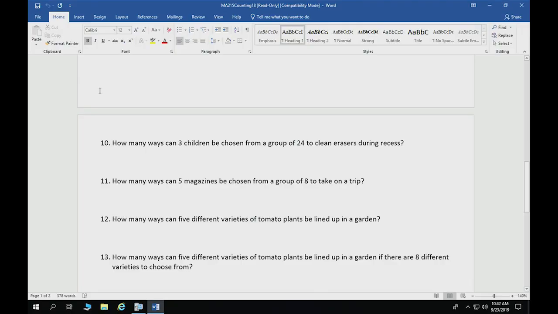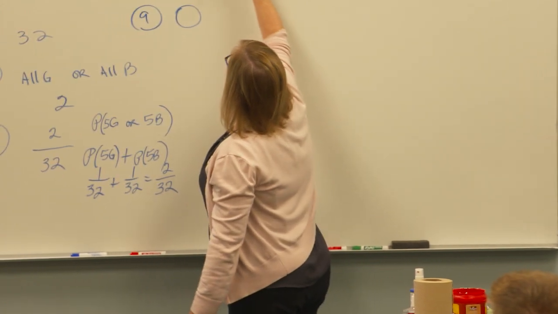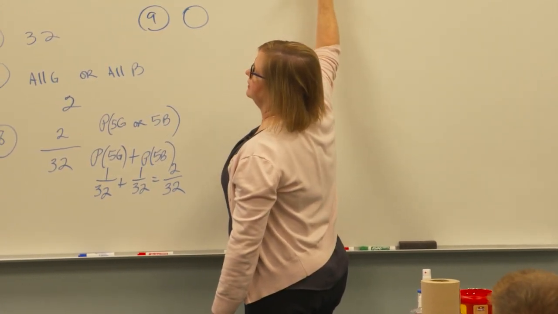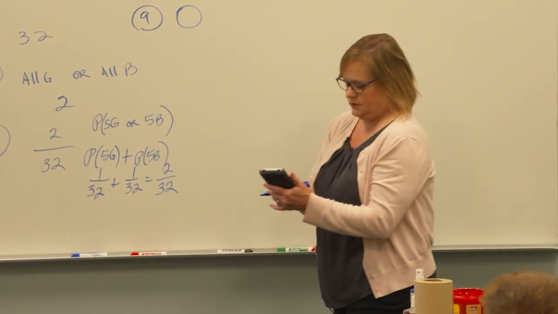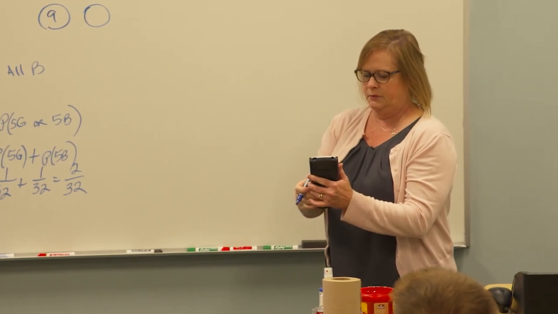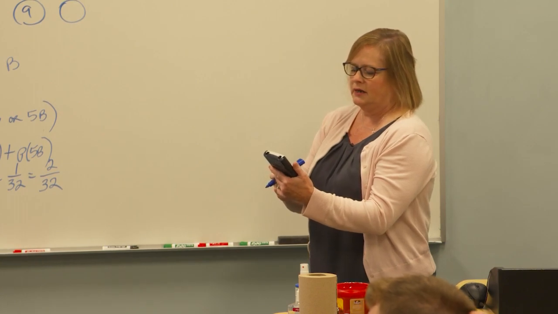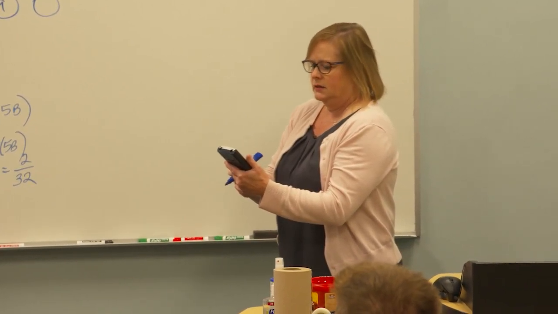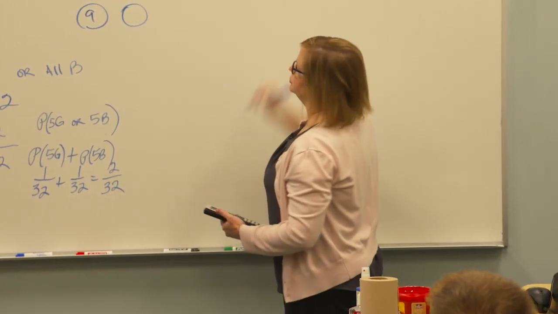All right, how many ways can 3 children be chosen from a group of 24 to clean erasers? So you have to decide from the wording whether order is important or not. What do you think? It's not, yeah. It's just 24, and you're going to pick, how many did I say there? 3? Yeah, so I would do 24, math, probability, pick combination, and then 3. I'm not going to ask you for that formula on a test or anything. You can just use your calculator.